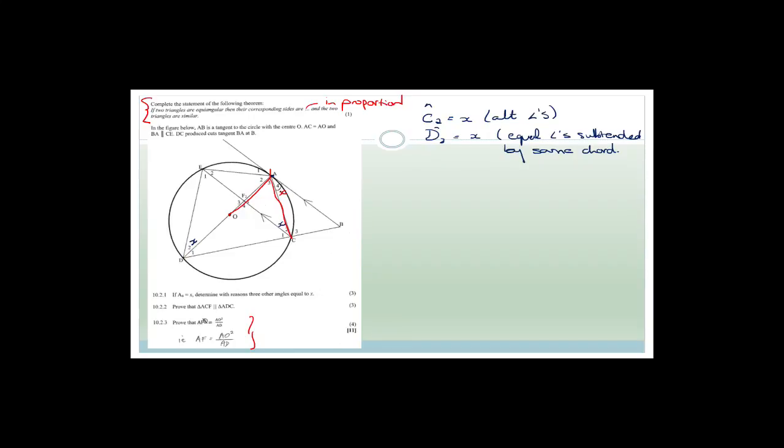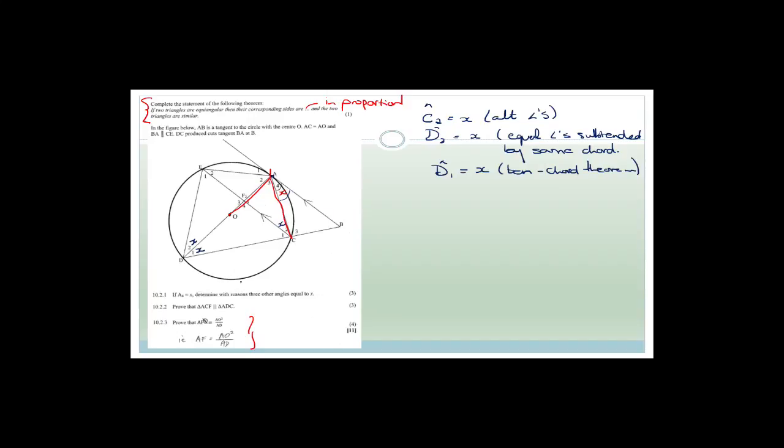And then, do you agree that there is a tangent and that's a chord? So therefore, D1 is equal to X because of the tan chord theorem. There is my X, there is my tangent, there is my chord. So D1 is equal to X and the reason would be the tan chord theorem.